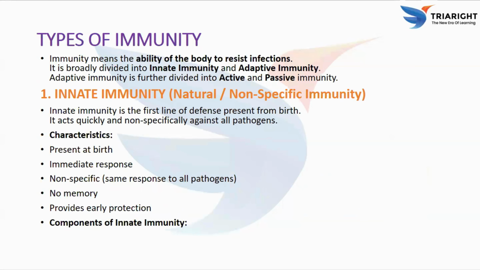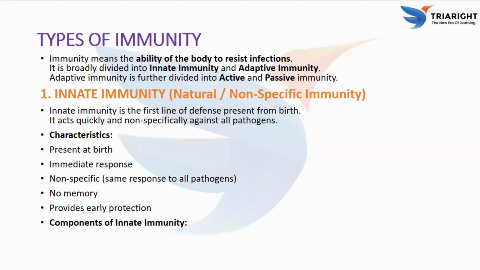So the immune system is broadly divided into two types: innate immunity, which is natural and non-specific, and adaptive immunity, which is acquired and specific. This adaptive immunity is again divided into active immunity and passive immunity. So let's go into a brief description of these types of immunity.